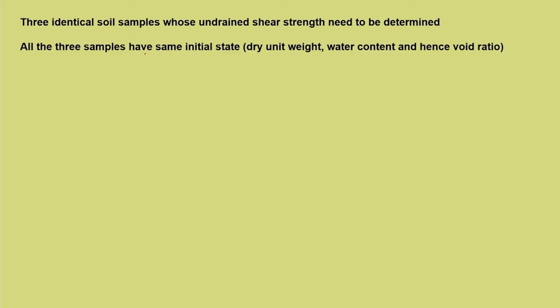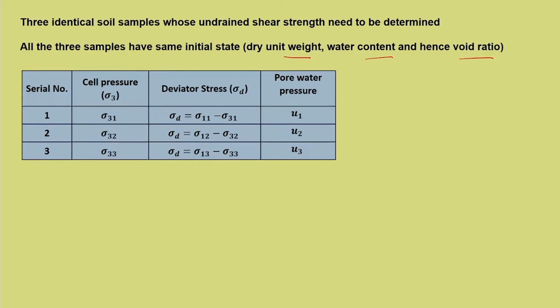Now all the 3 samples are assumed to have the same initial state, that is dry unit weight, water content, and hence the void ratio. This is not really practically possible to have exactly the same, but we assume that these 3 samples are in fact identical in terms of their initial state, because this assumption is very important for understanding the strength. The moment it changes, the strength aspect also changes.